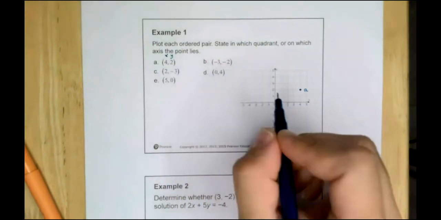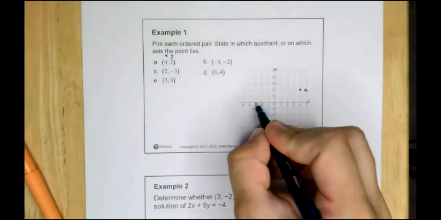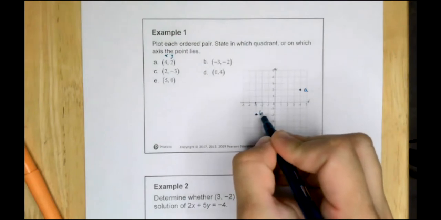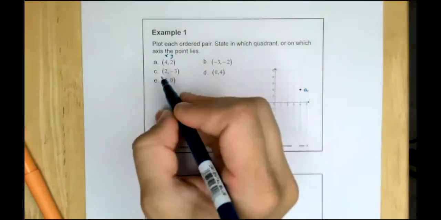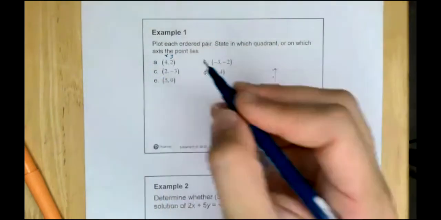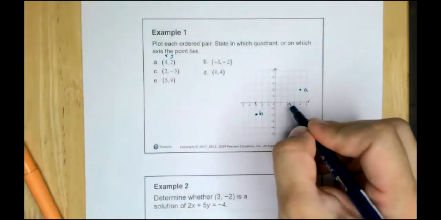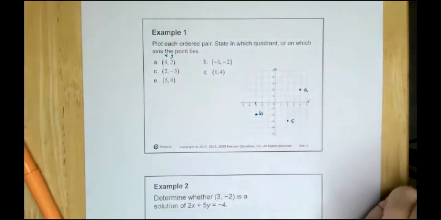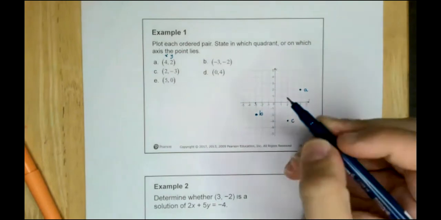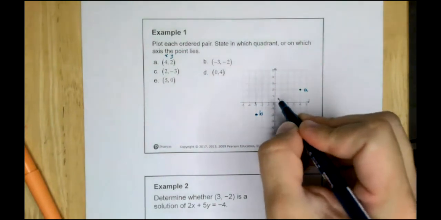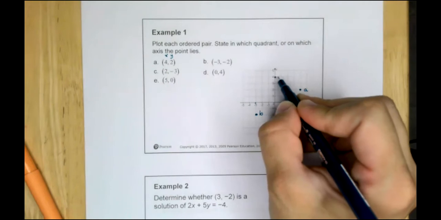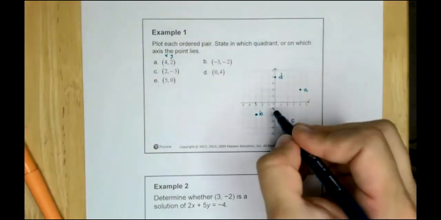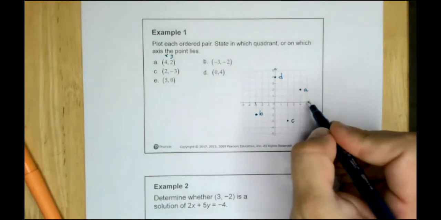B is negative 3, negative 2. Negative 3, negative 2. That's point B. C, positive 2, negative 3. That's C. D is 0, positive 4. E is 5, 0.